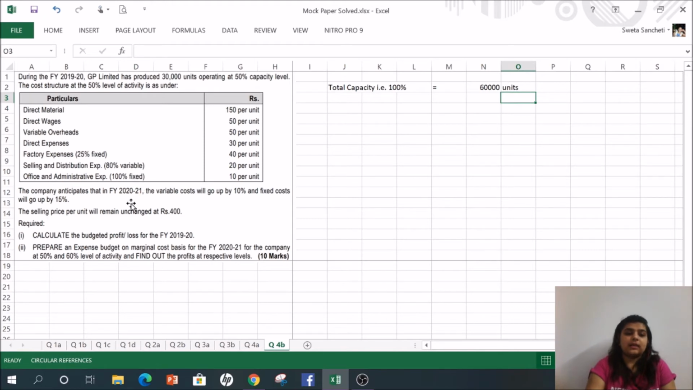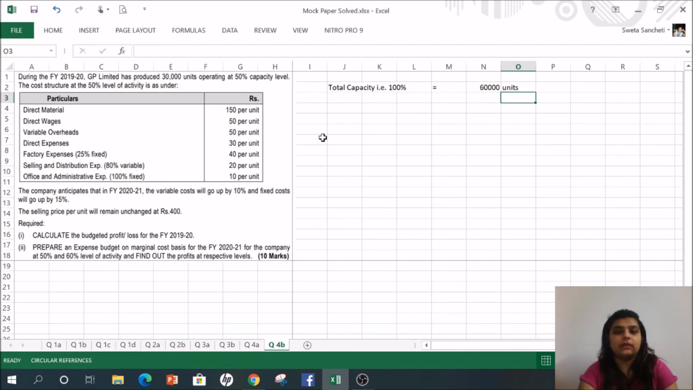The company anticipates that in FY 2021 the variable costs will go up by 10% and fixed cost will go up by 15%. The selling price per unit will remain unchanged at rupees 400. Calculate the budgeted profit for FY 19-20, and prepare an expense budget on marginal cost basis for the financial year 2021 for the company at 50% and 60% level of activity and find out the profits at the respective level. So let us do one thing.